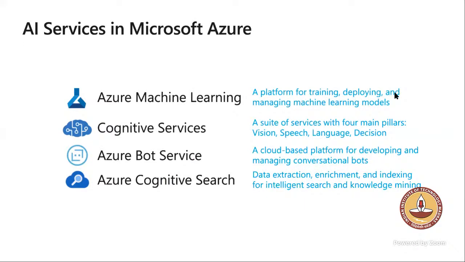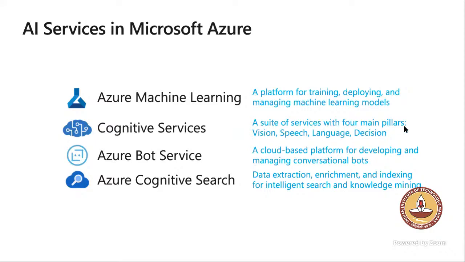A platform for training, deploying, and managing machine learning models. Then cognitive services. Go through this more briefly after this session, because cognitive services are asked in most of the labs. There will be one service we'll use for image analysis, and one service for text analysis in labs. So go through cognitive services a little more briefly, not too deep. If you can't go deeper, it's fine. Just go through it.